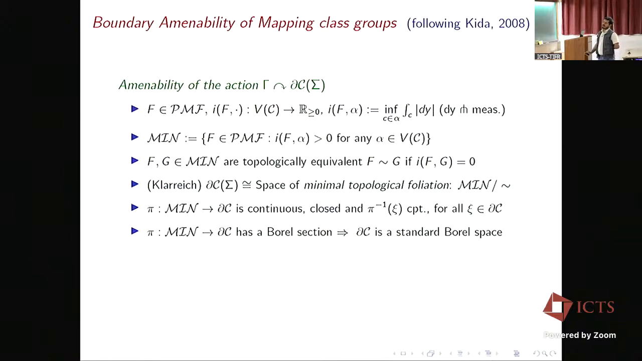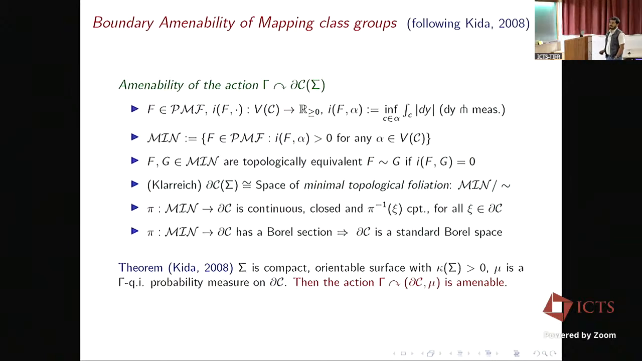So we can see that there is a map from this space to this space, which is continuous and closed, and each pre-image of a point here is a compact set in min. And this has a Borel section. That means there is a set inside min to which this is identified, the delta C, and that shows that delta C can be seen as a standard Borel space.